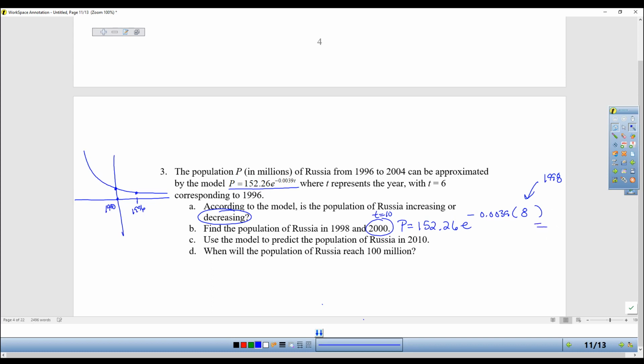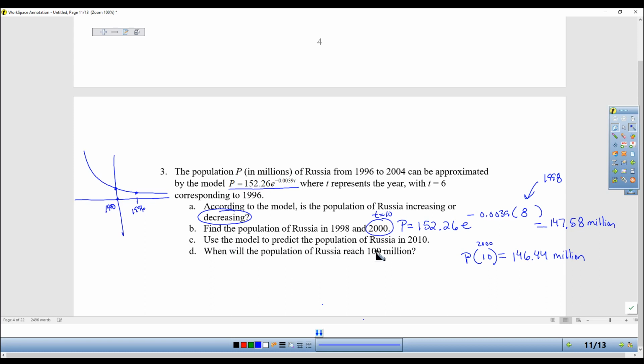All right, the population of Russia in the year 1998 is going to come out to be 147.58 million. And then the population in the year 2000, but you're going to write P of 10, is going to be, you should still do this on your calculator and make sure you can do this on your own. Watching me do it won't help you on a quiz. Will be 146.44 million.